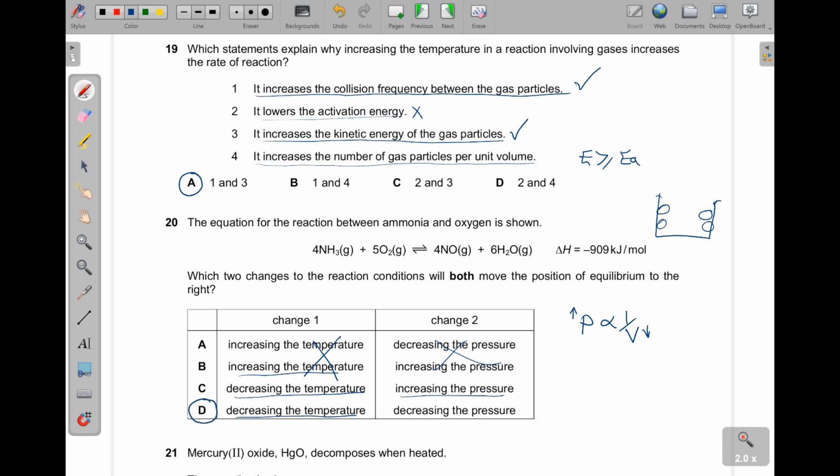You decrease the temperature, you favor the forward because it is exothermic. You decrease the pressure, then the equilibrium position will also move to the side now with more gas moles. You see? So this has been it for this first part of the paper.